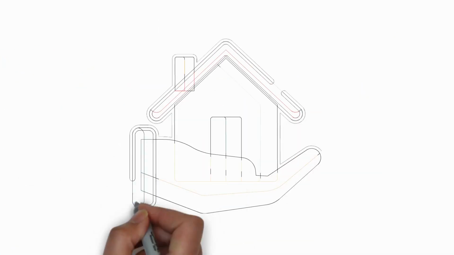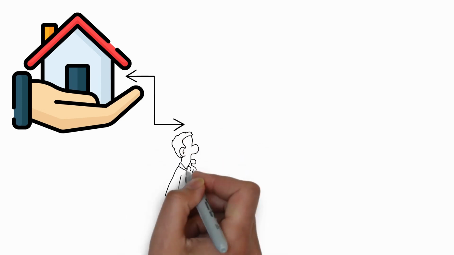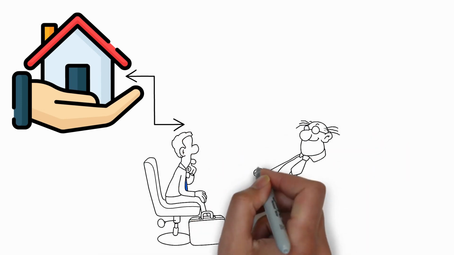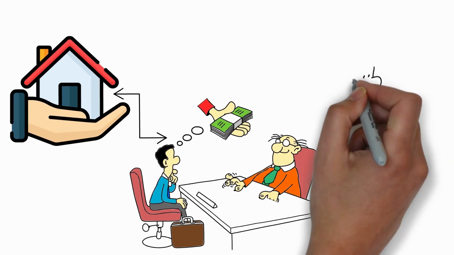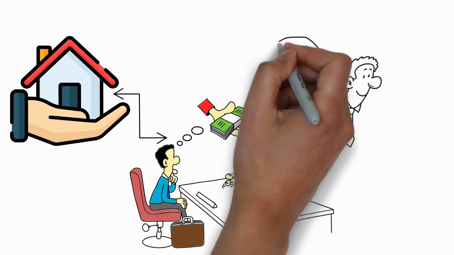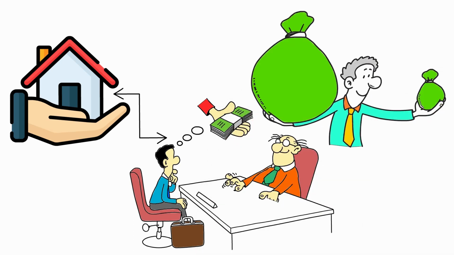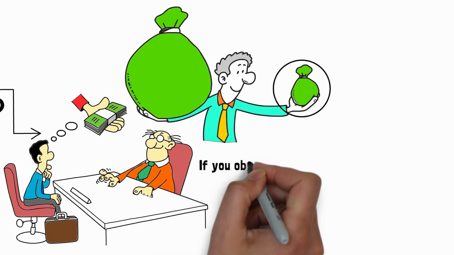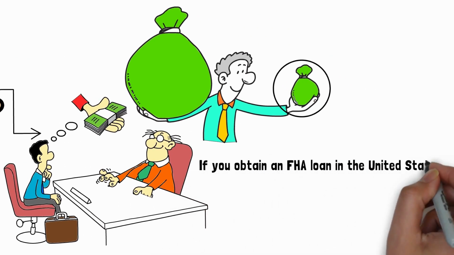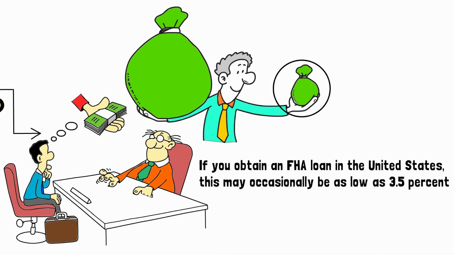Also, take note of real estate. Real estate investing is an additional choice and probably the one you've all been looking forward to. In my opinion, buying real estate is the best way to profit from debt because you're essentially purchasing an asset worth hundreds of thousands of dollars with only a tiny amount of your own money as down payment. If you obtain an FHA loan in the United States, this may occasionally be as low as 3.5%.